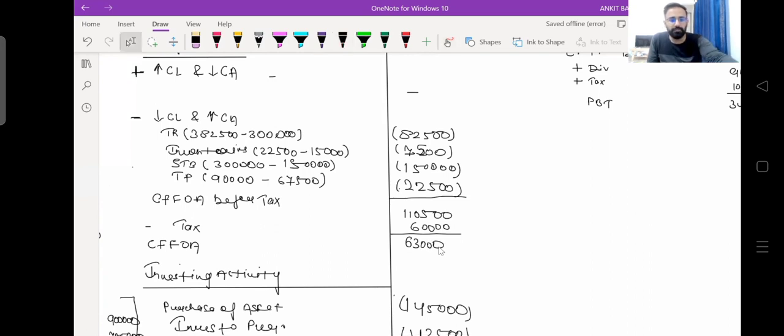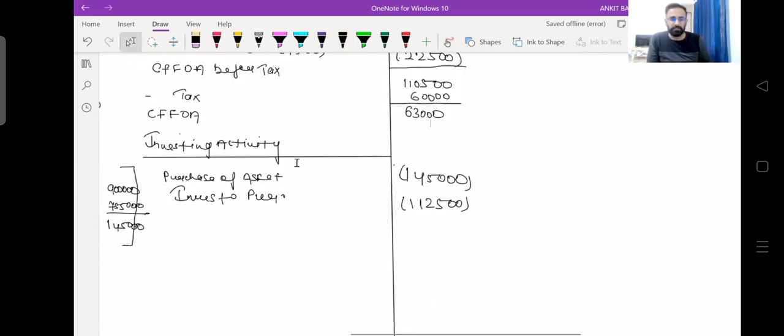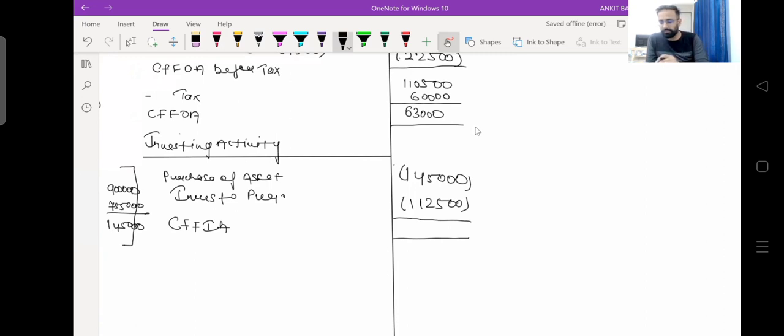Now, if I calculate the cash flow from investing activity, the balance will be negative. So 1,45,000 plus 1,12,500, that will be 2,57,500. This is the negative balance. Now we have to calculate financing activity balances, so here I will write down financing activity.